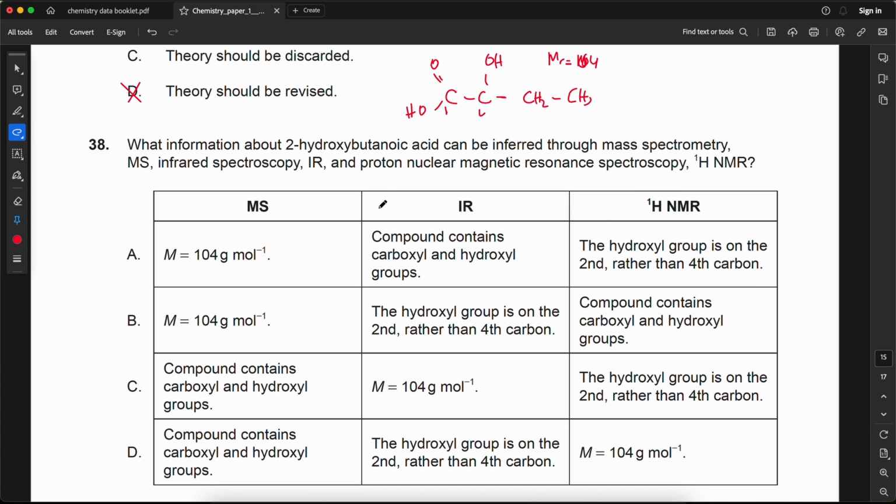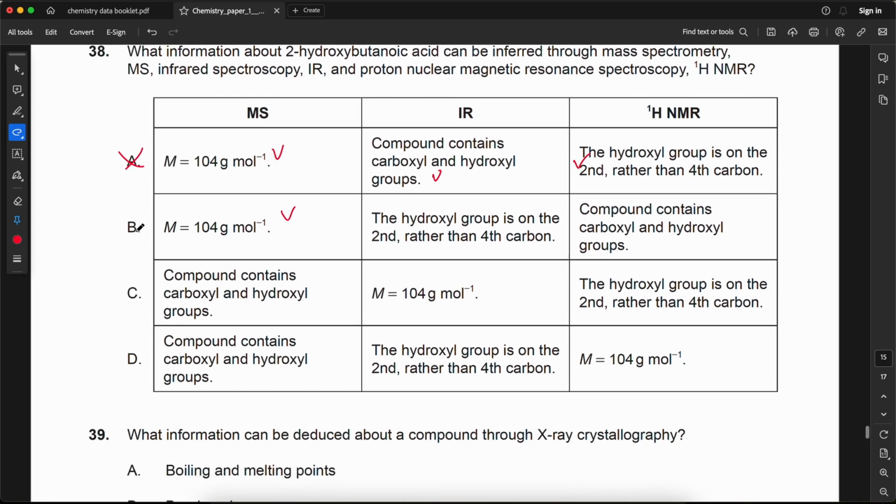MS is used to determine molecular weight. So the molecular weight can be determined, which is 104. So this is correct. And then IR, to identify functional groups. So it should show carboxyl and hydroxyl. So it's IR. And NMR analyzes the structure. Where is OH? OH is on the second C, not the fourth carbon. So the answer is A.